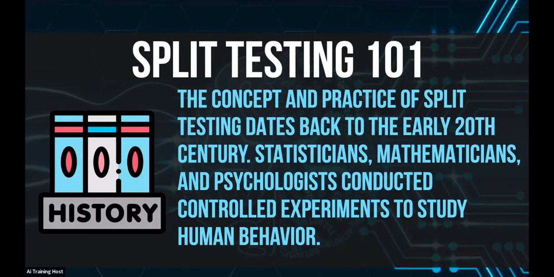So you have a lot of statisticians, mathematicians, psychologists who started to conduct experiments that were related to the study of human behavior. We had finally reached a spot in the history of humanity where we were living comfortably enough that we had food every day, and now we started to study ourselves. And with that came things like split testing or psychology or neurotics, all that kind of stuff.